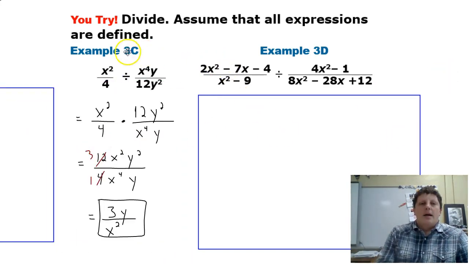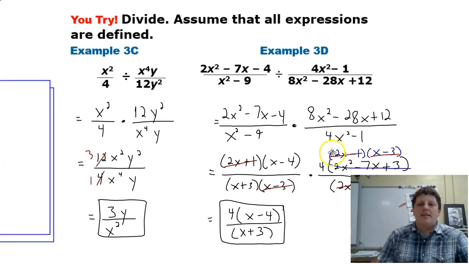All right, for example 3C, hopefully you kept, changed to multiplication, flipped. I then, in this case, went ahead and multiplied my numerator and denominator to get them together, and then reduced, leaving me with 3 on the top, x squared on the bottom, and y on the top.